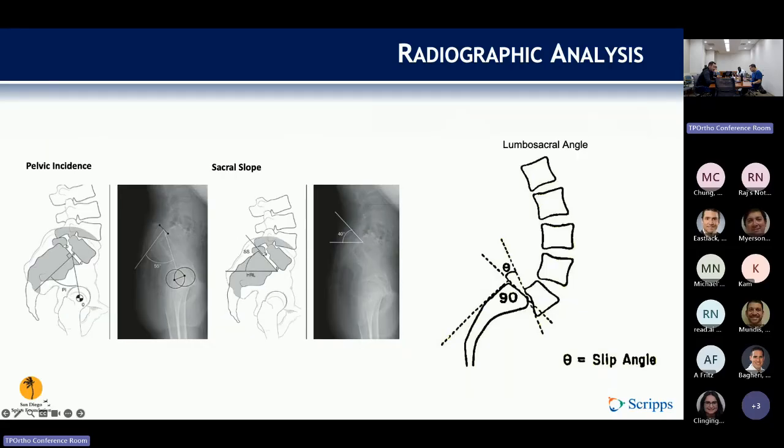You can also measure patients' pelvic parameters, which can be helpful. Pelvic incidence, sacral slope, and lumbosacral angle can give us a better understanding of their global alignment, as well as a propensity for instability and disease progression.